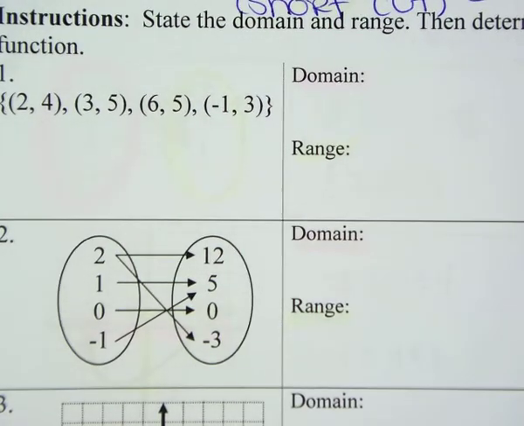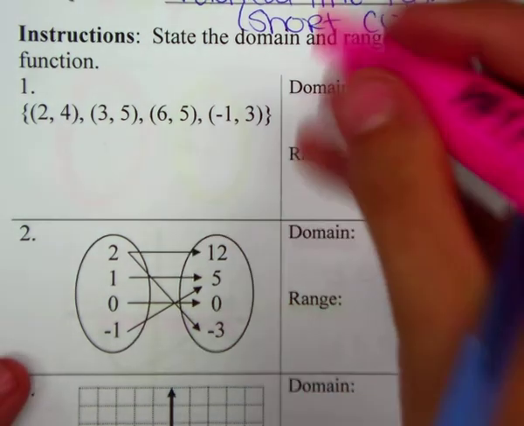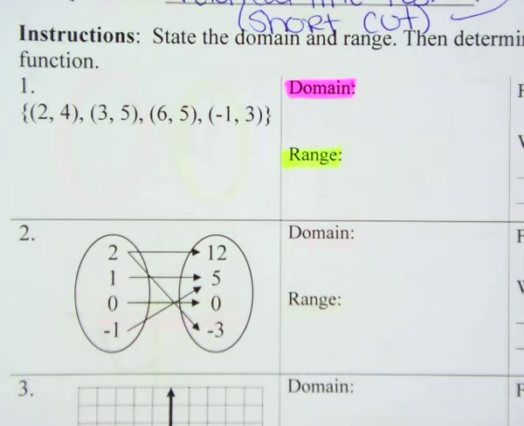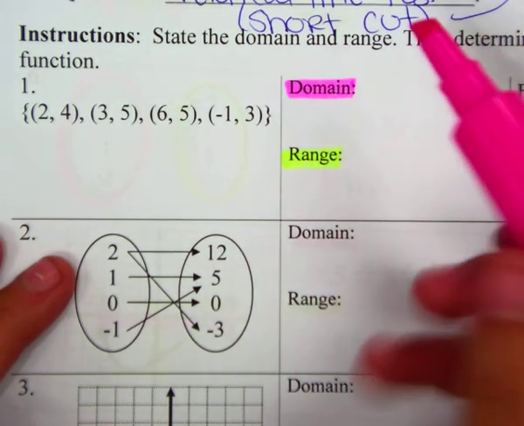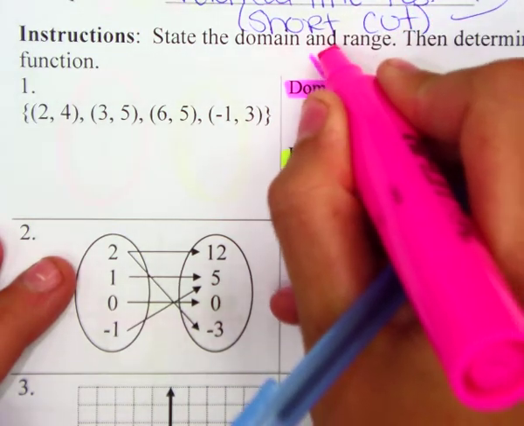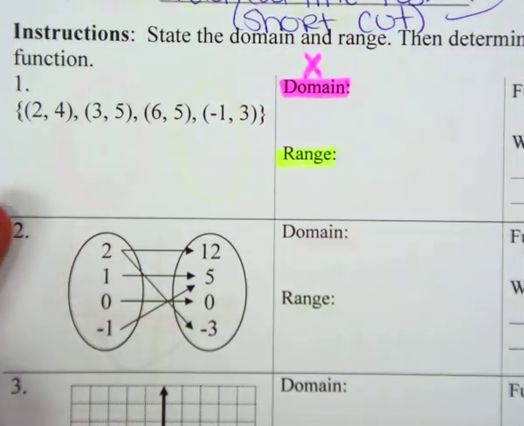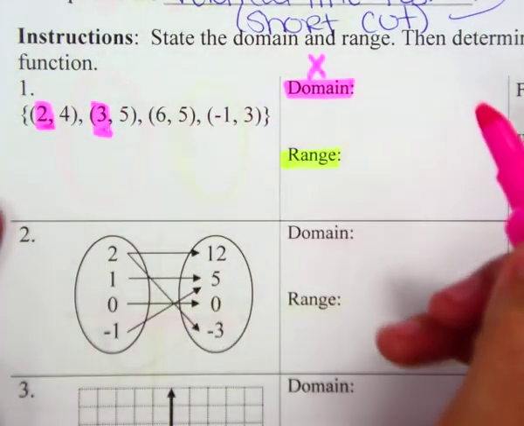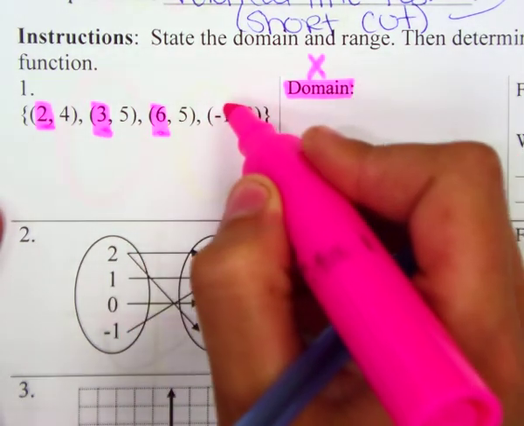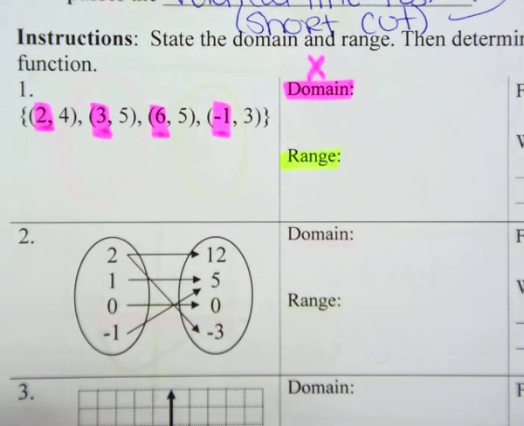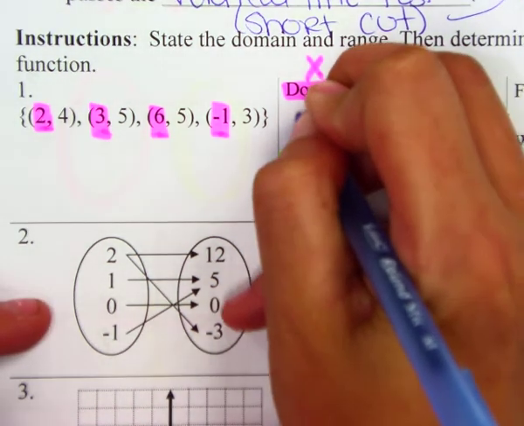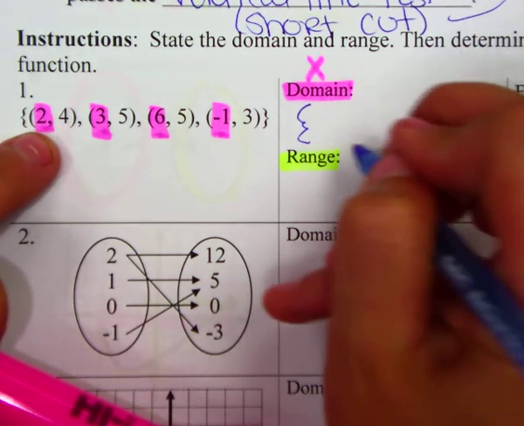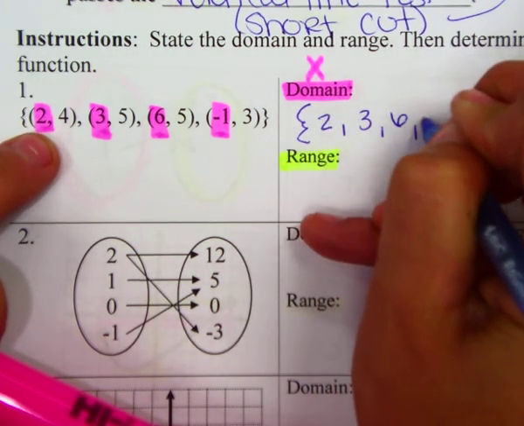Okay, so I'm going to always highlight my domain pink, and I'm always going to highlight my range yellow. Now in the definition it said that the domain is all values of x in the relationship. So if I look at this ordered pair, well, 2 is an x in this relationship, 3 is an x in this relationship, 6 is an x in this relationship, and negative 1 is an x in this relationship. So in other words, the set of all the values in the domain, which is all the x values, is 2, 3, 6, and negative 1.